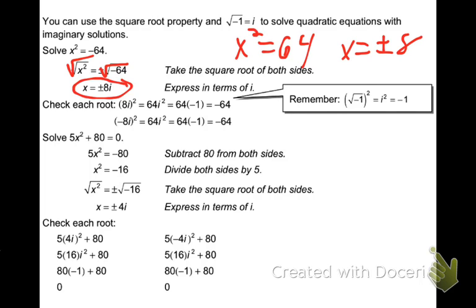So the only difference is we're going to have a negative and a radical. It's the only difference about these. Okay. Same is true on this second set.